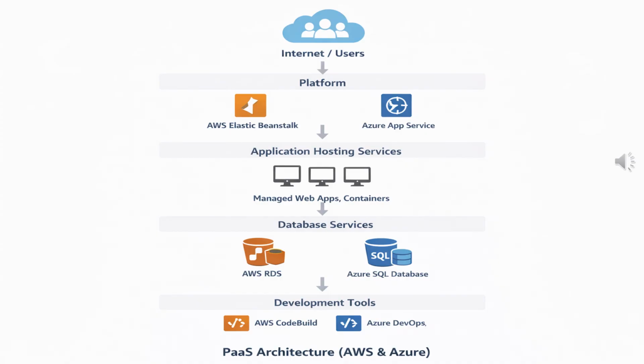In this slide, we are going to understand Platform as a Service, also called PaaS. In simple terms, PaaS provides a ready-made platform where developers can build, run, and manage applications without worrying about servers, storage, or infrastructure. Examples include AWS Elastic Beanstalk and Azure App Service.